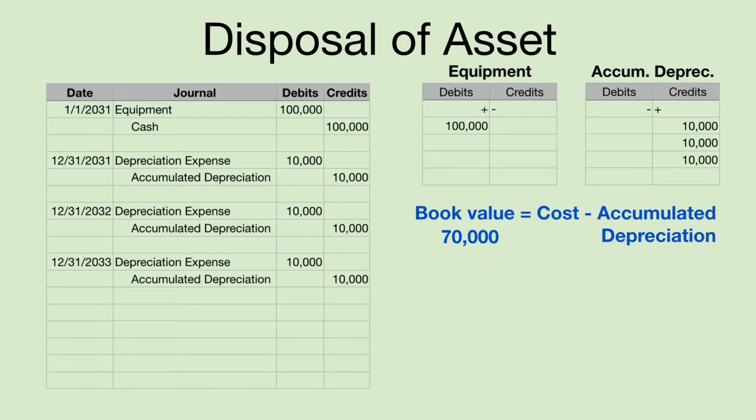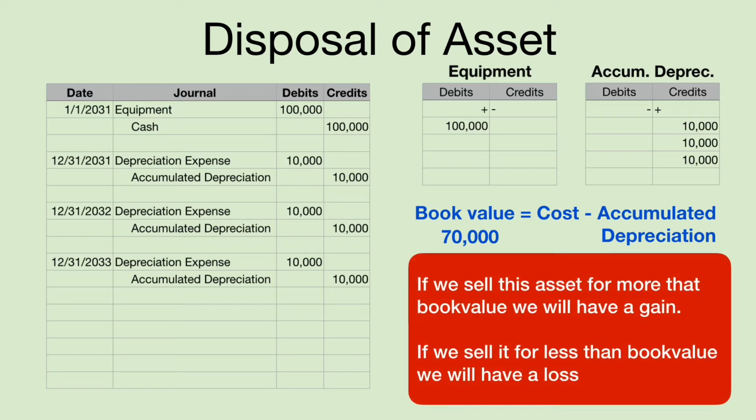The book value is $70,000. Do we have to sell it for $70,000? No, that's an accounting book value. We'll sell it for the market value, whatever that is. We'll sell it to the highest bidder. If we can sell this asset for more than $70,000, we will have what's called a gain. But if we sell it for less than $70,000, we will have a loss.